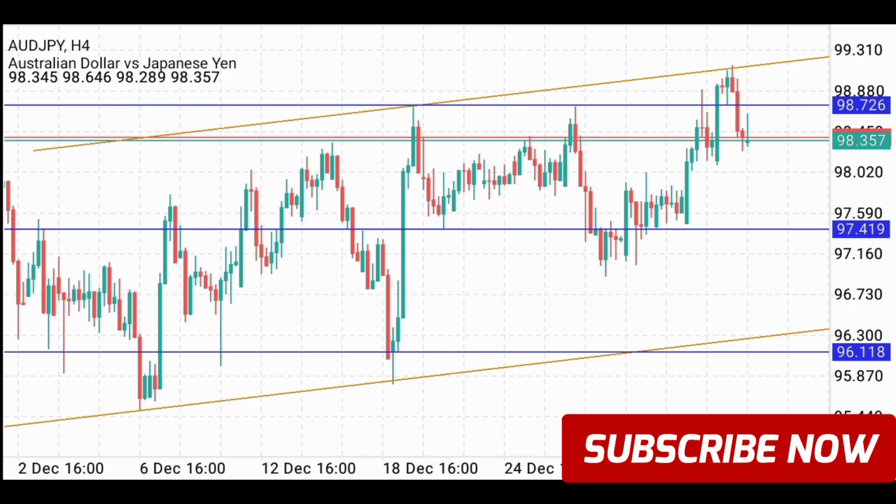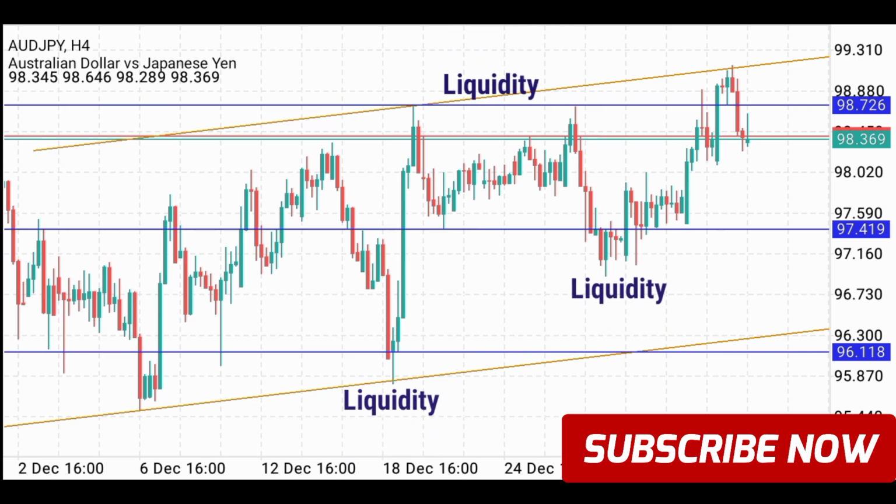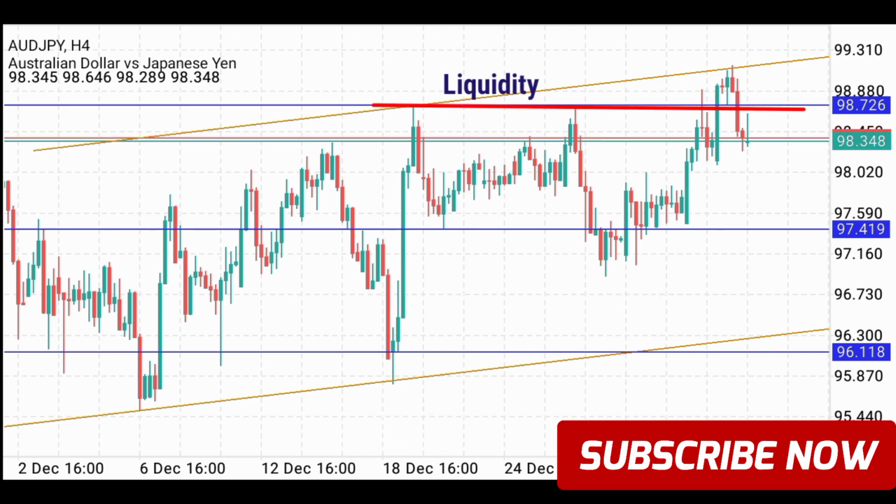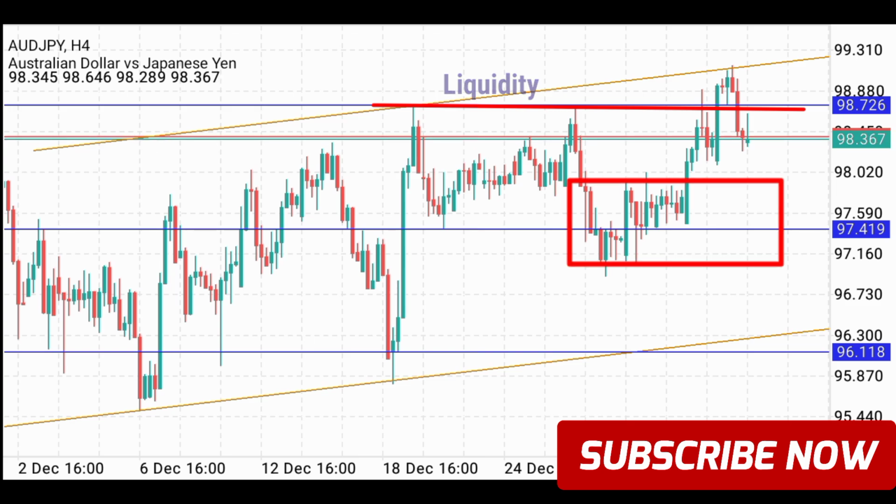Something very interesting is happening right here. You see, before we got the second test of the channel resistance, we had these highs here. We had this high and this high, and if you always watch my video, you will always hear me say that the market seeks liquidity, and liquidities are always built above highs and below lows. Above these highs there was liquidity built, so while the price was still trading below this level, it was seeking to fill the liquidity, and that also coincided with channel resistance.